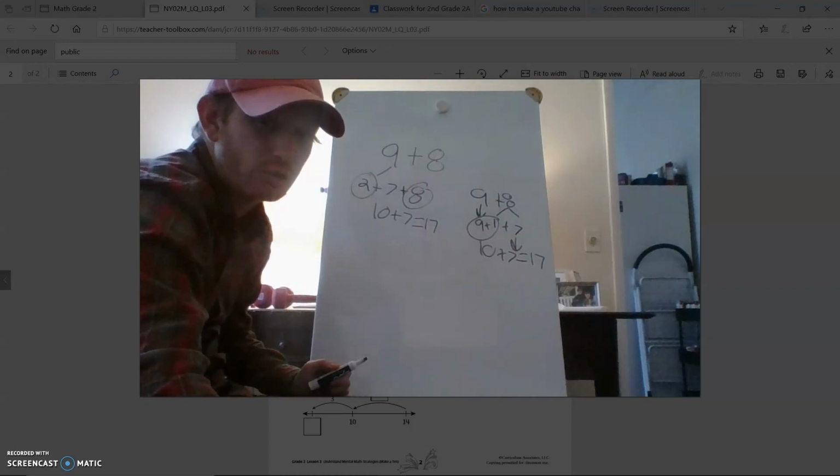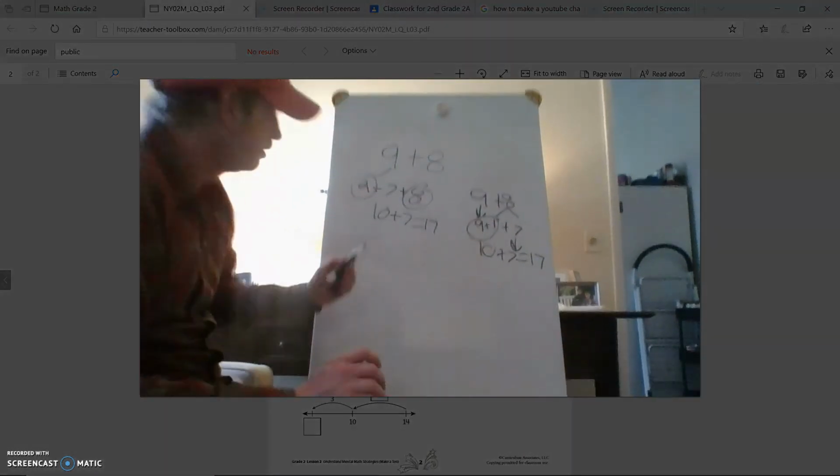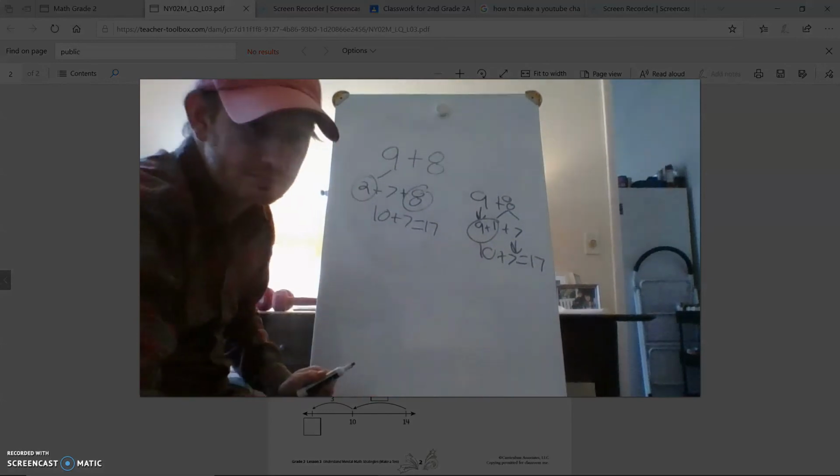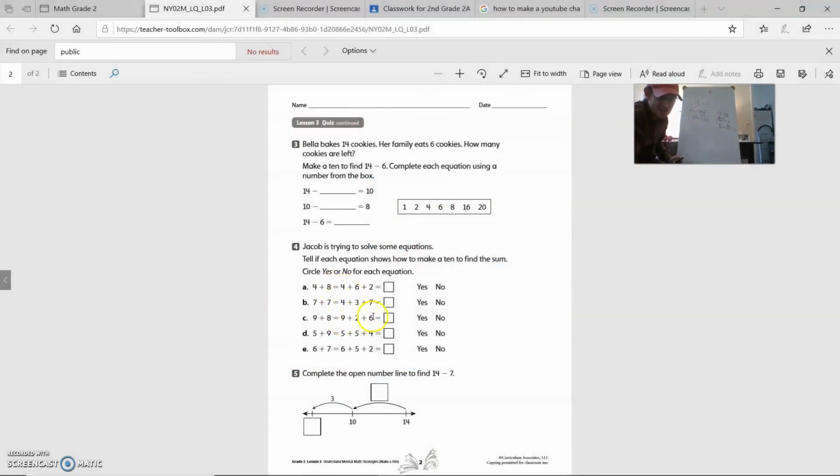Let's see if they did either one of them. They did 9 plus 2 plus 6. Well, 9 plus 2 doesn't equal 10. 8 plus 2 is 10. And 9 plus 6 isn't 10. And 6 plus 2 isn't 10. So they did not make a 10. So you would circle no.